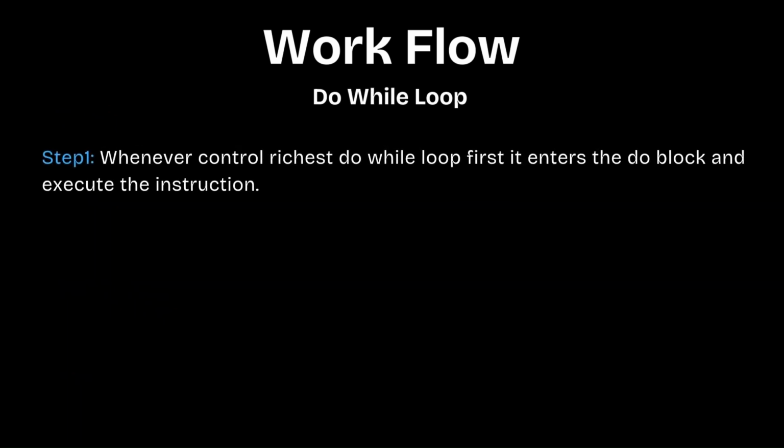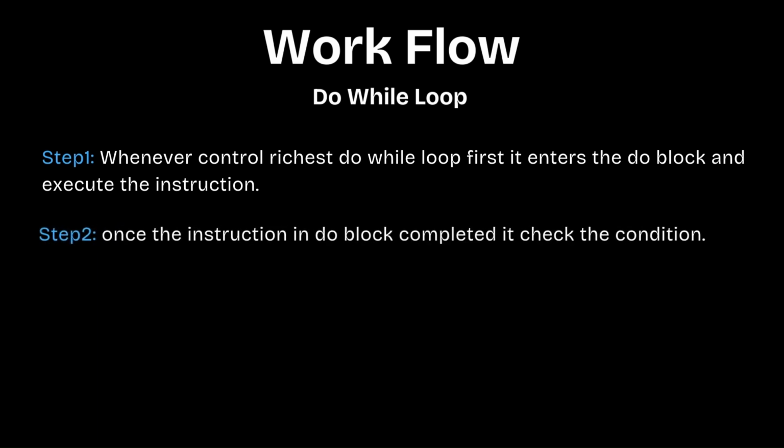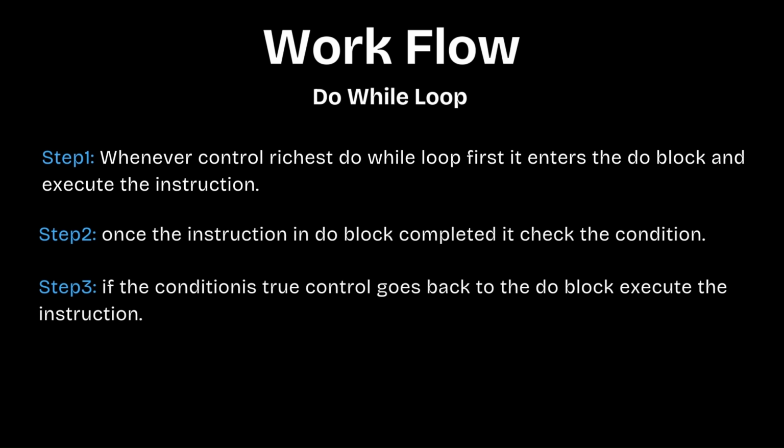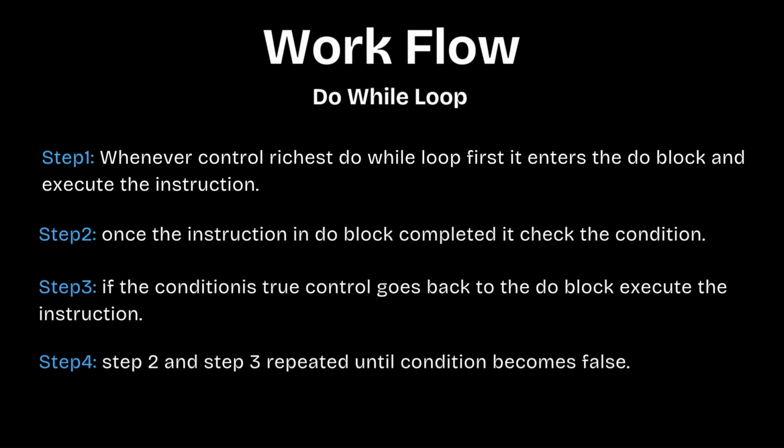The workflow of do while loop. Step 1: whenever control reaches the do while loop, first it enters the do block and executes the instructions. Step 2: once the instructions in the do block are completed, it checks the condition. Step 3: if the condition is true, control goes back to the do block and executes the instructions. Step 4: Step 2 and Step 3 are repeated until the condition becomes false.